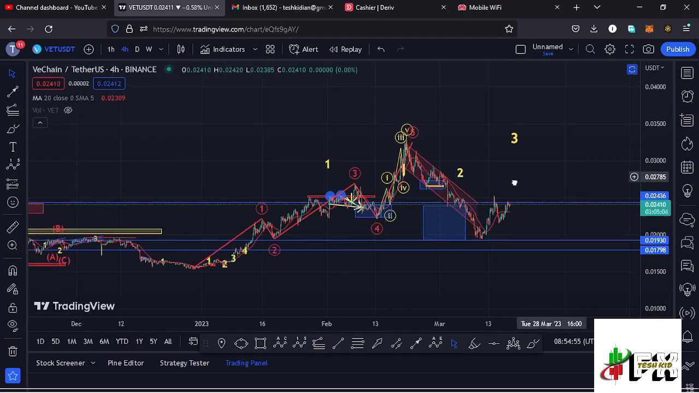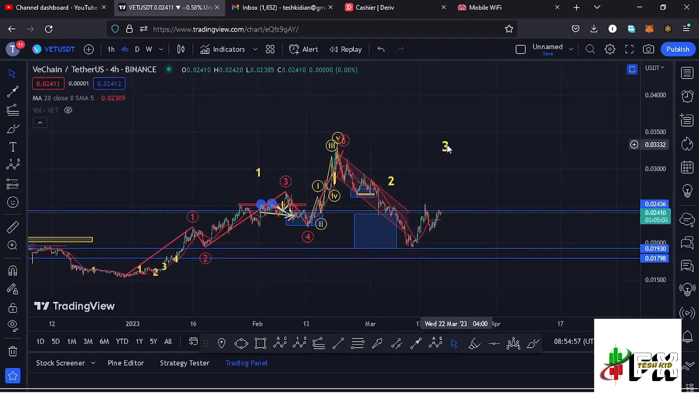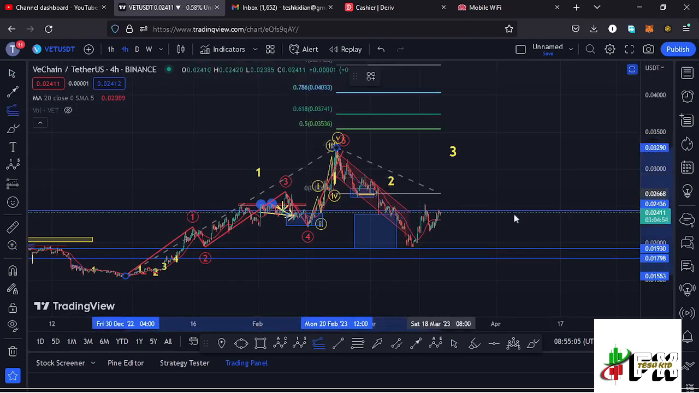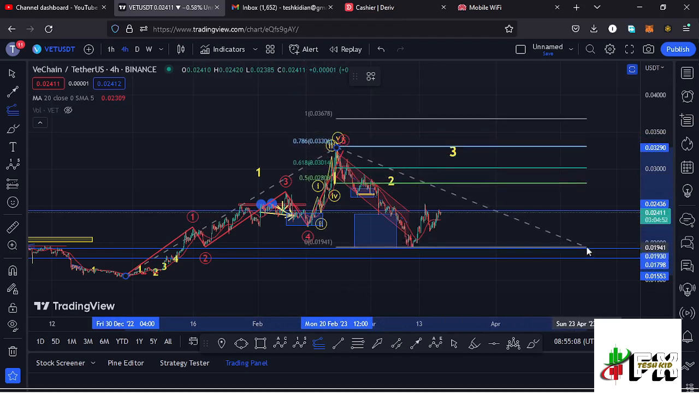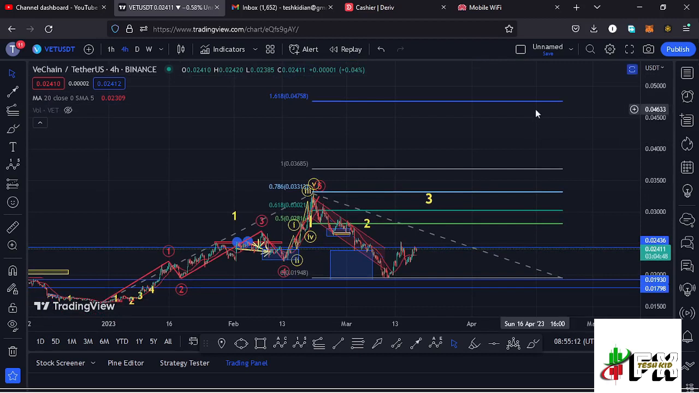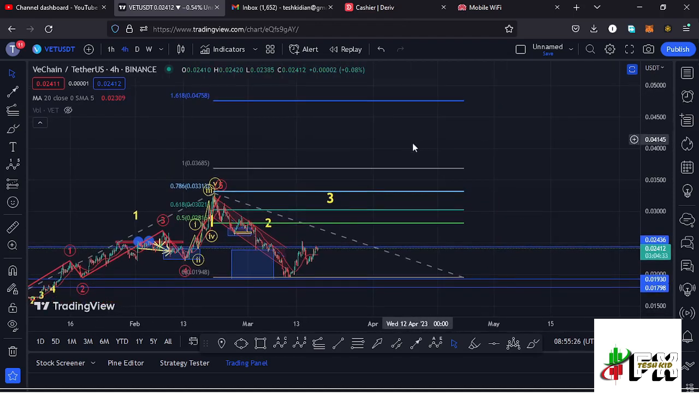And allow me to first sketch out a target area to the upper side in the formation of this wave 3, which is now my primary scenario, by connecting the trend-based Fibonacci from the low of the first wave to the high of that wave 1, then dragging the Fibs to the low of the second wave, and that gives me a minimum target area to the upside in the formation of that wave 3 at the Fib level 1.618, and that is at around the $0.04758 mark, and that is the minimum that I'm expecting that wave 3 to the upper side to do.